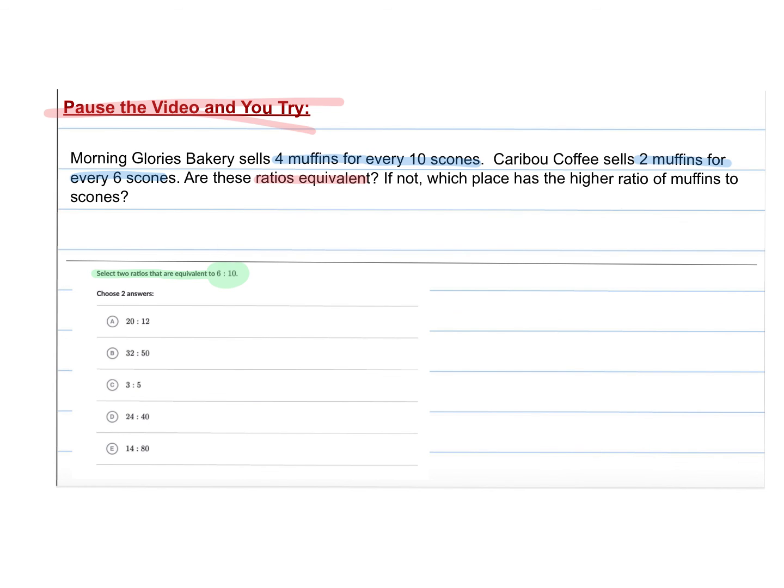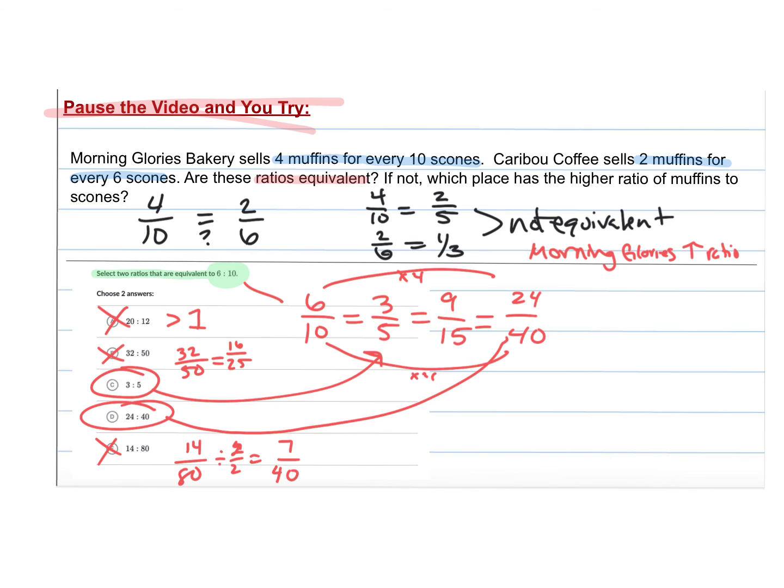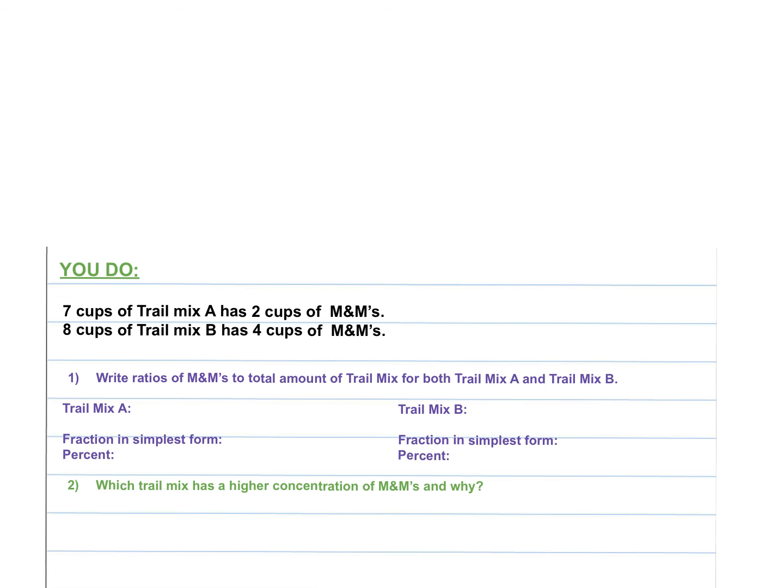Come back and check. So hopefully you're coming back to check that the first 2 were not equivalent. And on the bottom, C and D were both equivalent to 6 out of 10. And you can look at my work to see how I did it. You might have done it differently, so compare and contrast. All right, why don't you go ahead and give this one a try. This one's pretty common that we mess up.